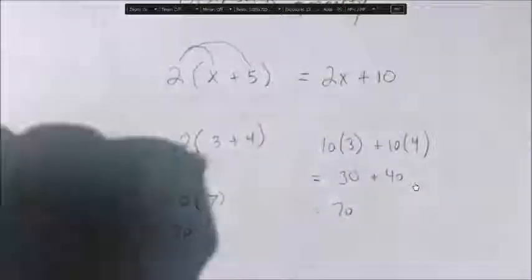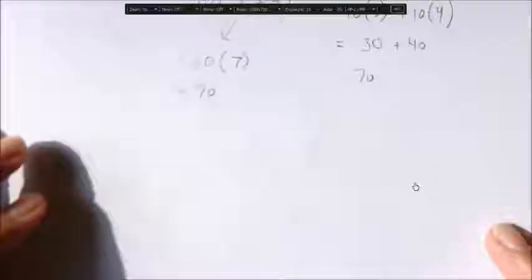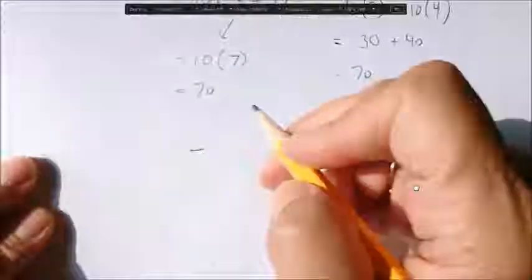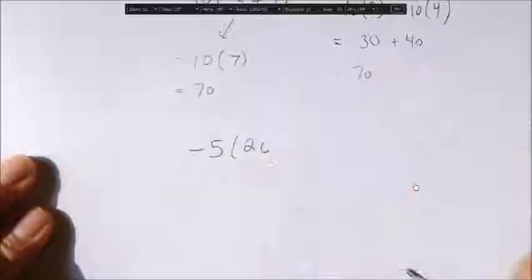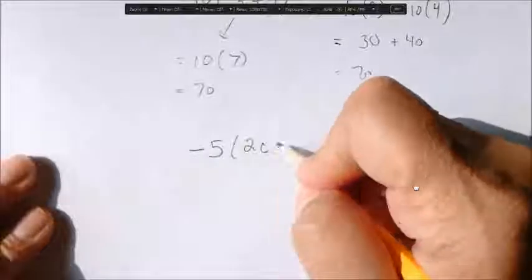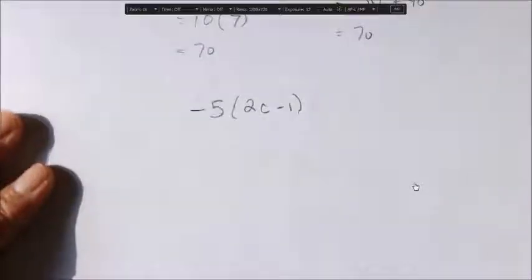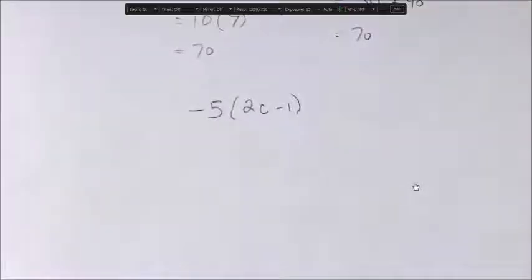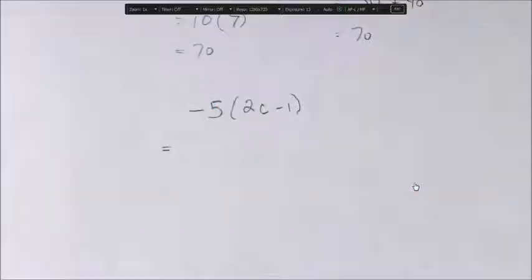Sometimes you have negatives. So let's say, for example, negative 5, and I'll use a different variable. Let's go c. 2c minus 1. Okay. Notice there's no equal sign here, which means we're not going to figure out a value of c. We're just going to work with the c's. You're not going to end up with c equals something because it's not an equation.